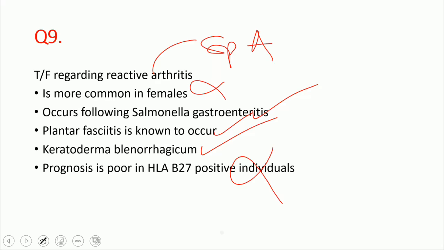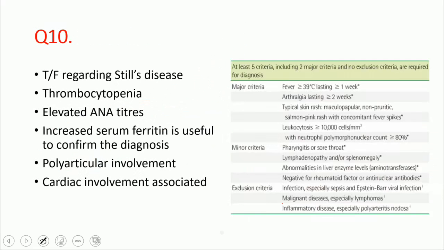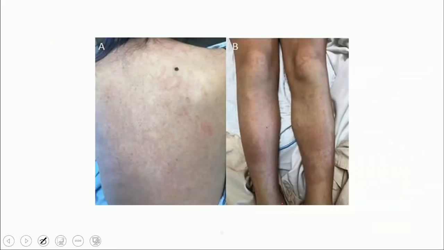Okay. Right. Right. So Still's disease we have talked about when we did the PUO long case, and it is an important differential diagnosis of somebody with a PUO, right? And then the typical thing is this transient salmon pink maculopapular rash, which comes with the fever and then goes away.